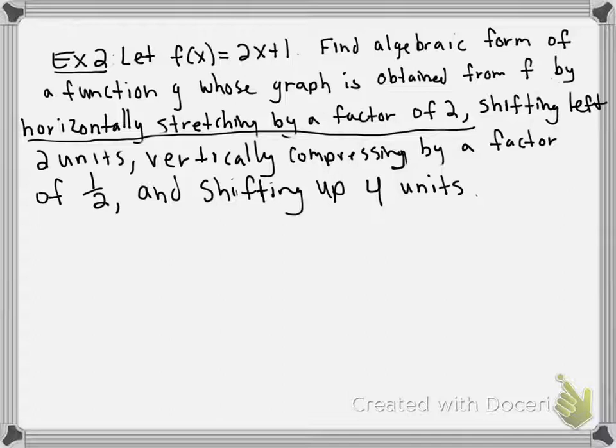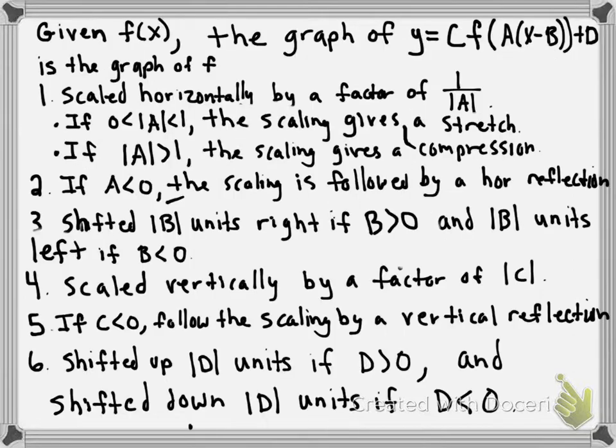Okay, so if we come back to the first slide, if you look up here inside of these parentheses here at capital A, so you have c times f of capital A then times x minus b. Step 1 is you want to scale horizontally by a factor of 1 over the absolute value of a. Okay, so this is where whatever your scaling factor is, that means a is going to be its reciprocal.